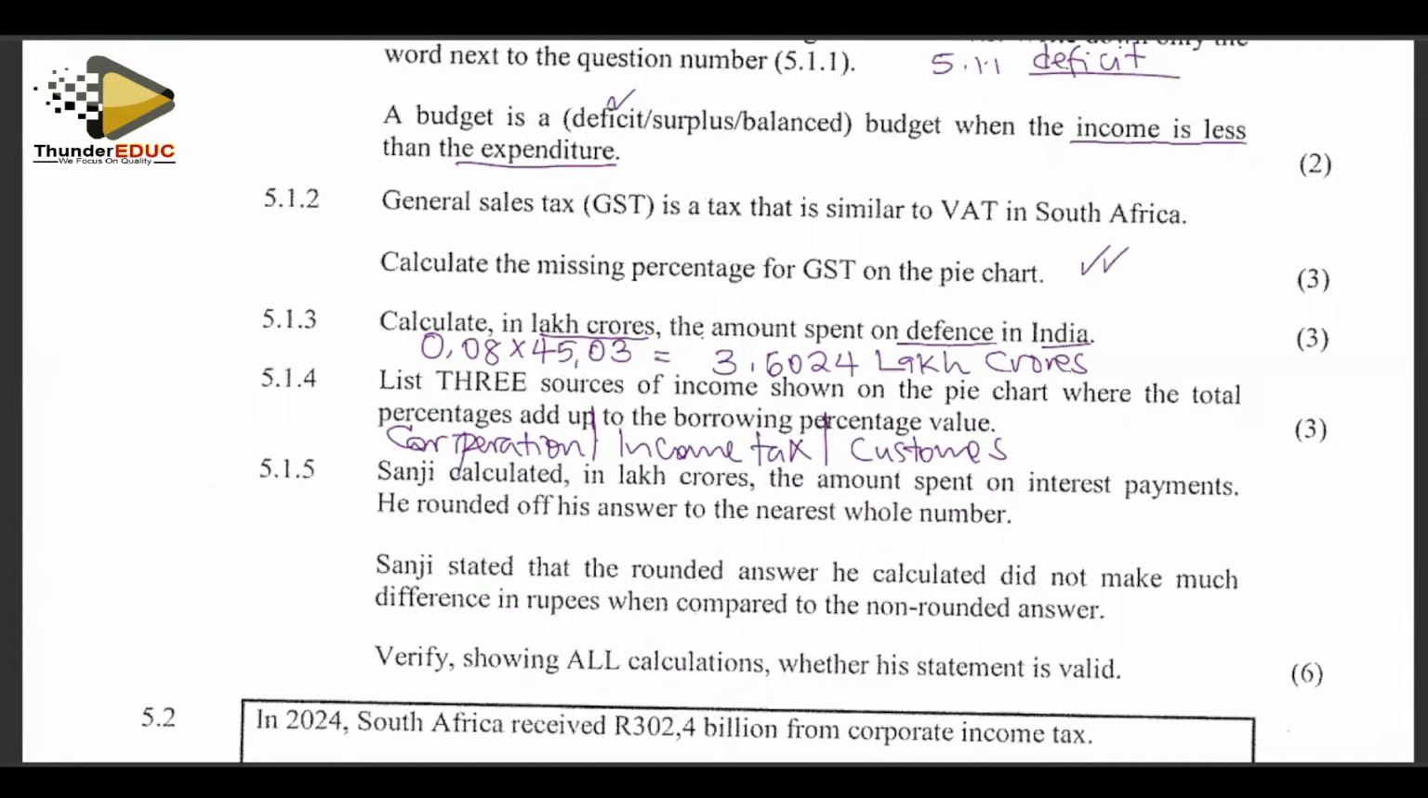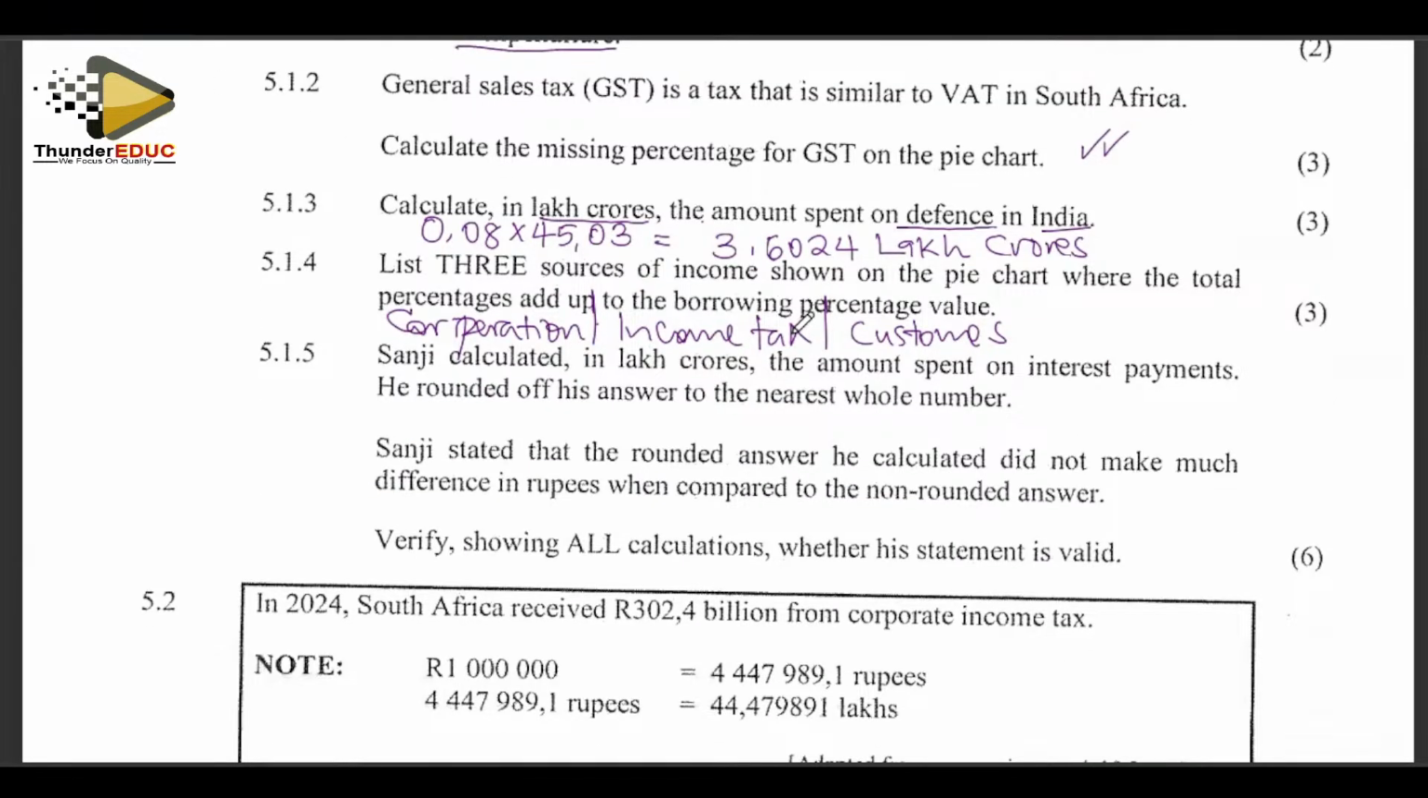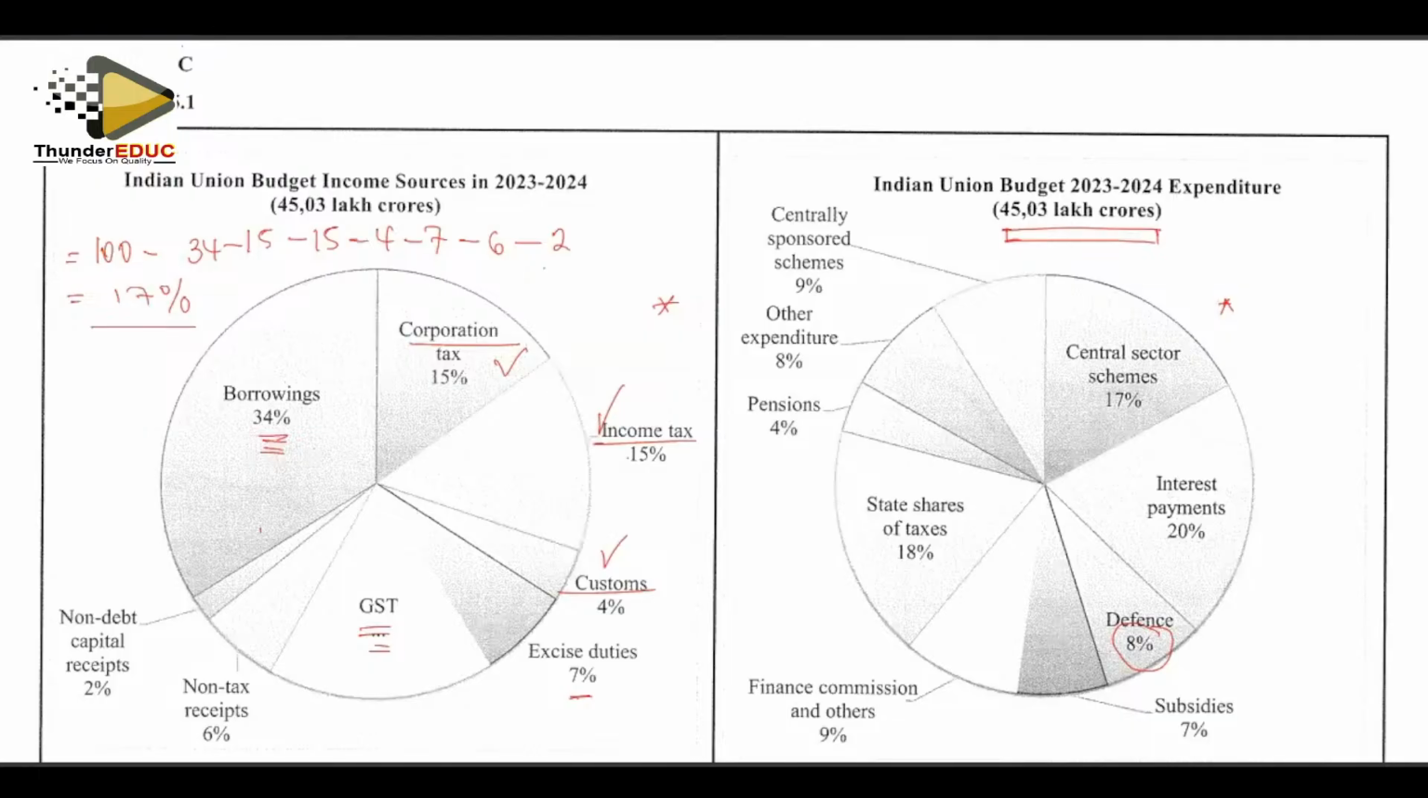Suchi calculated in lakh crores the amount spent on interest payment. He rounded off his answer to the nearest whole number. I said that the rounded answer actually did not make much difference in rupees when he compared it to the non-rounded answer in rupees. So first and foremost, we are going to look at the amount spent on interest payment. That's what we are looking at. Interest payment, it's 20%.